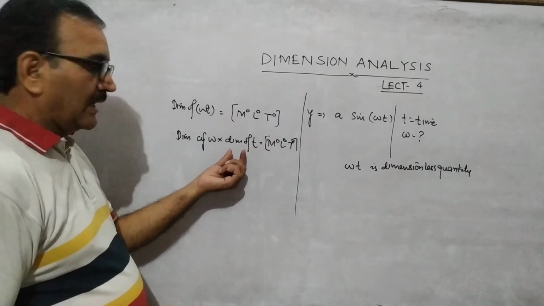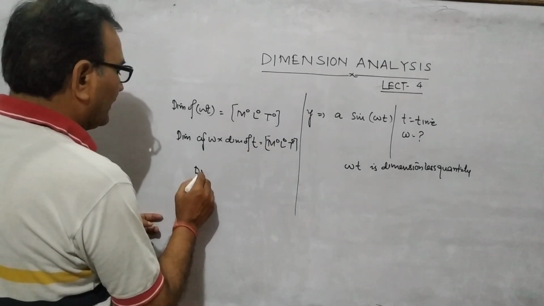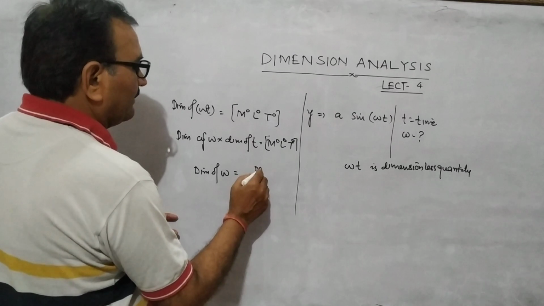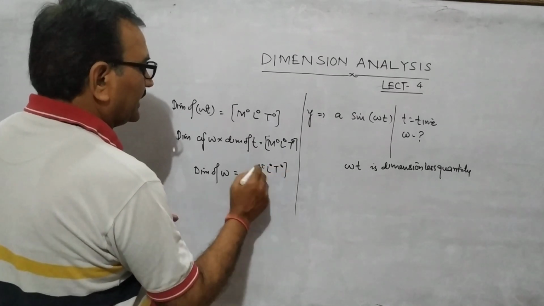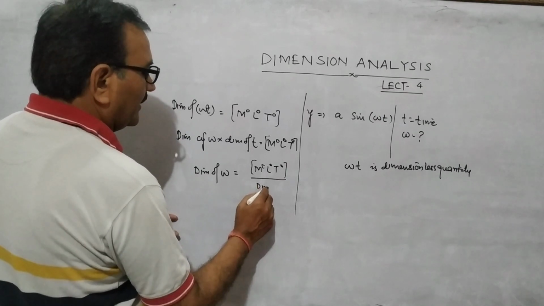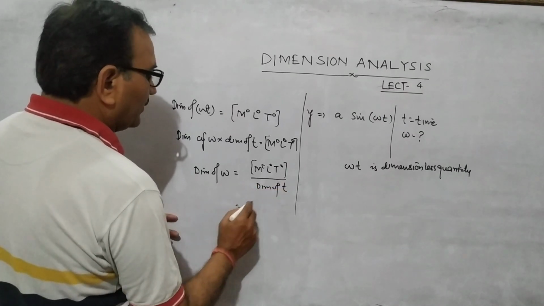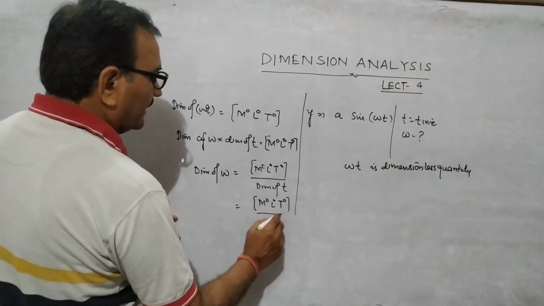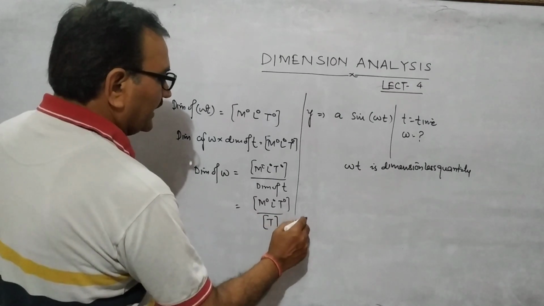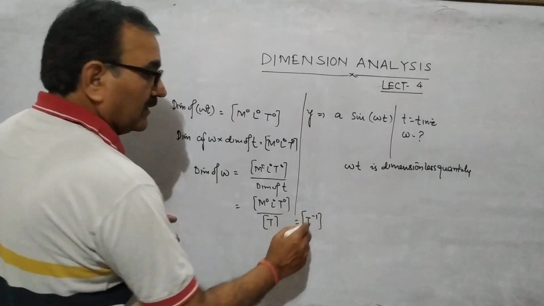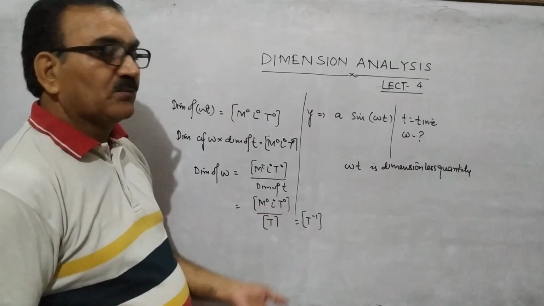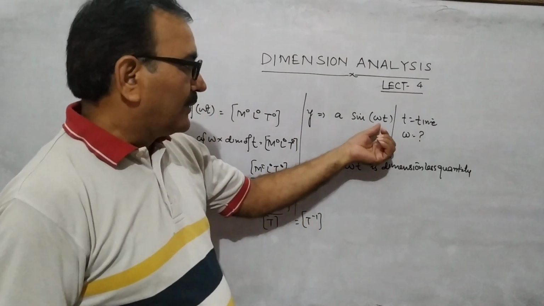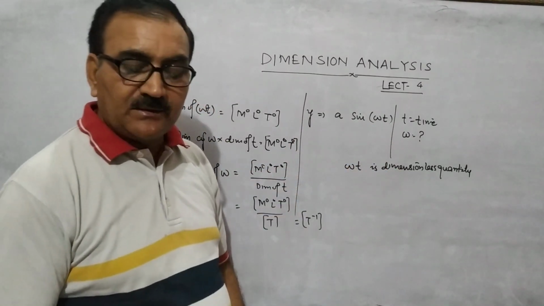Now you have to calculate the dimension of omega. So dimension of omega equals M0, L0, T0 divided by the dimension of t, and you know the dimension of time is T. So you can write only T to the power minus 1, or M0, L0 and T to the power minus 1. So according to the question, the dimension of omega is T minus 1.